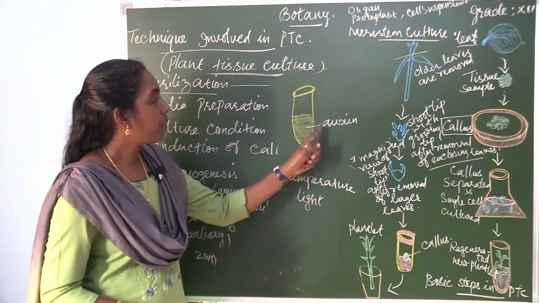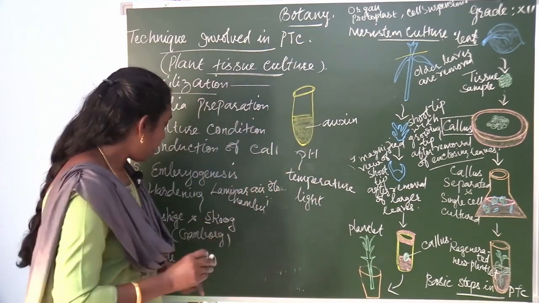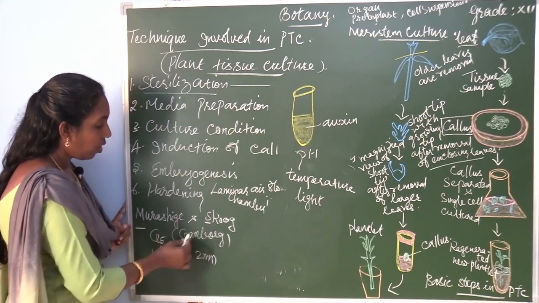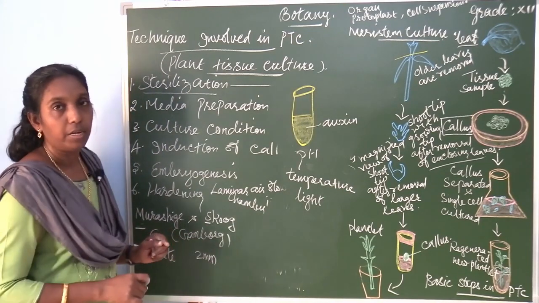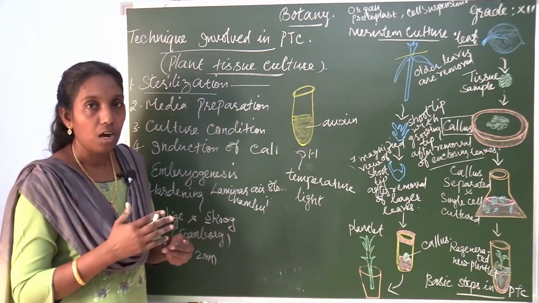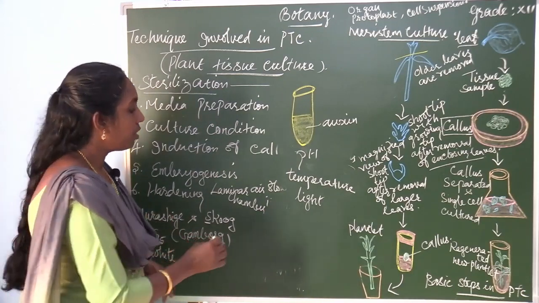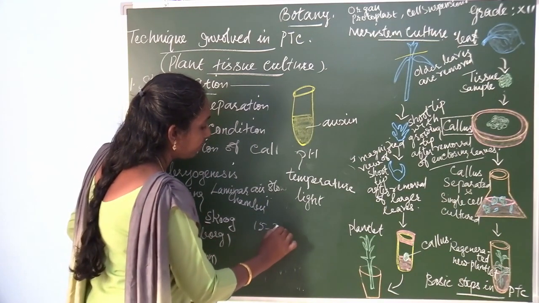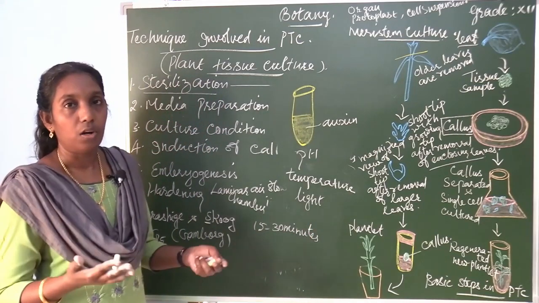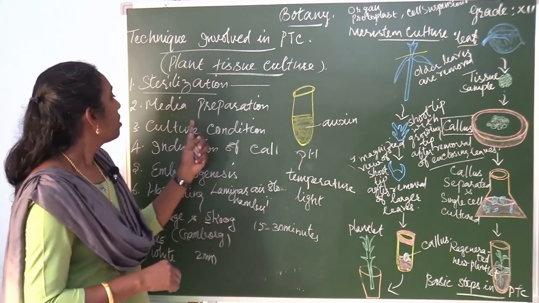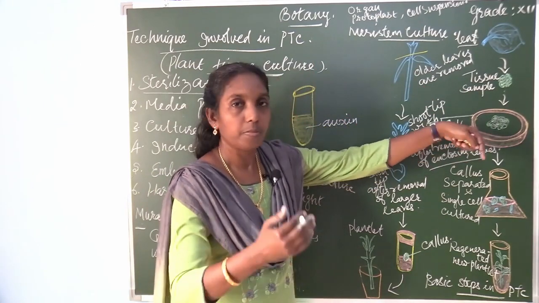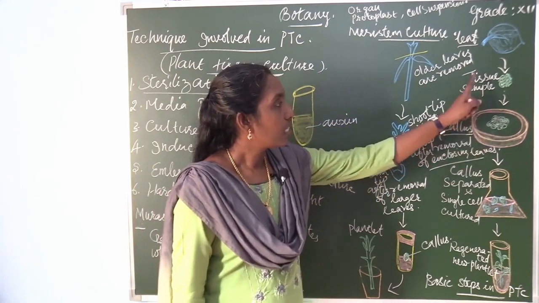In the media preparation, it must be taken as Murashige and Skoog medium, or Gamborg medium, or White medium, or Nitsch medium. At first it should be sterilized in the autoclave for 15 to 30 minutes. After sterilization, the explant is transferred.